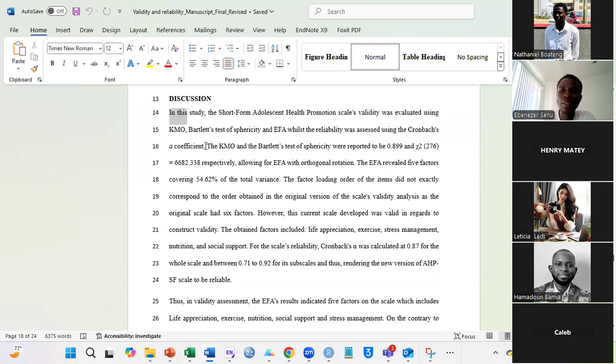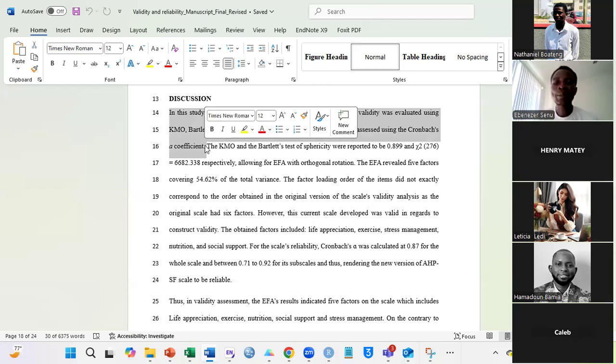So what do you see? This is just a brief background of what has been done. So if someone skips the introduction, skips the abstract, and goes straight to the discussion, the first sentence introduces to the person what the paper is about.